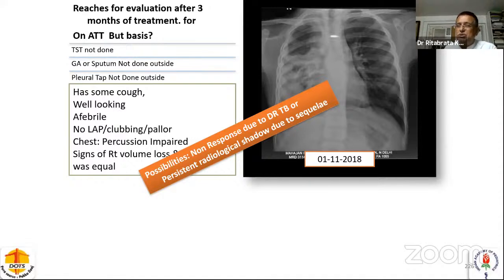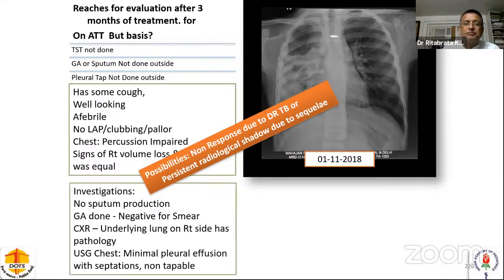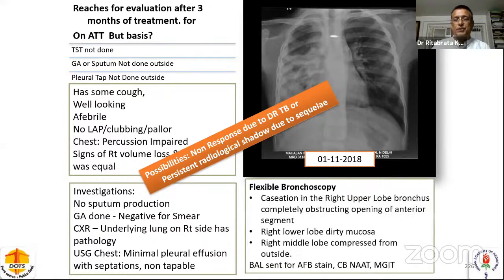Is this a non-response due to drug-resistant TB? Or is it a persistent radiological shadow due to sequelae? So what we did, we again investigated the child. There was no sputum production, so we had to do a gastric aspirate. It was negative for smear. X-ray chest was done. It shows the same finding as before. A USG was done, but it showed minimal pleural fluid with septation, and the pleural fluid was such small in quantity that it was not possible to tap and bring out the pleural fluid.